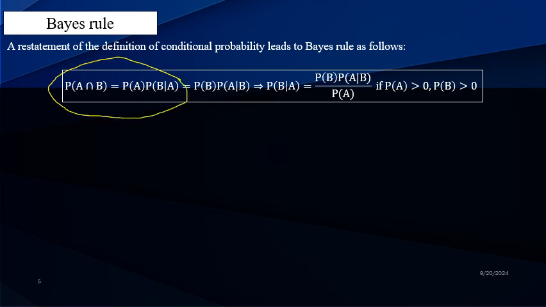What was the definition of conditional probability? Probability of A given B. If you are observing B first, then you will compute the conditional probability of A given B. If you are observing A first, then you have to compute the probability of B given A. So whichever you observe first, based on that you are computing conditional probability. So probability of A given B is the probability of occurrence of A in the vicinity of B.